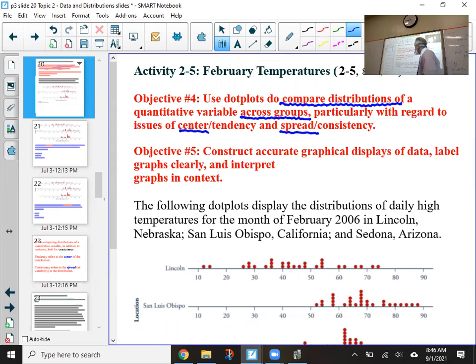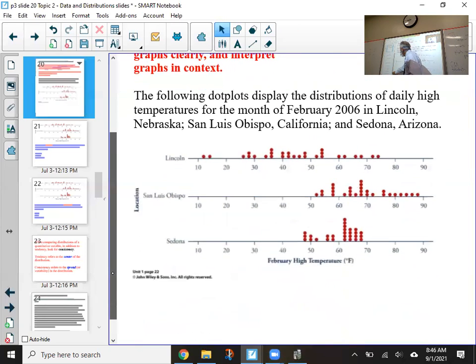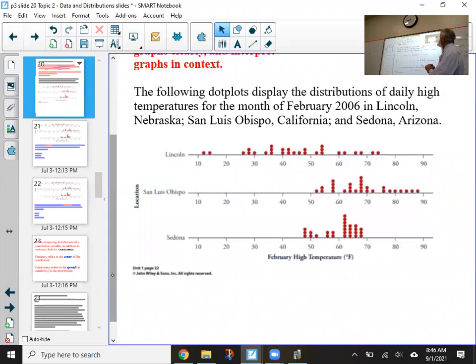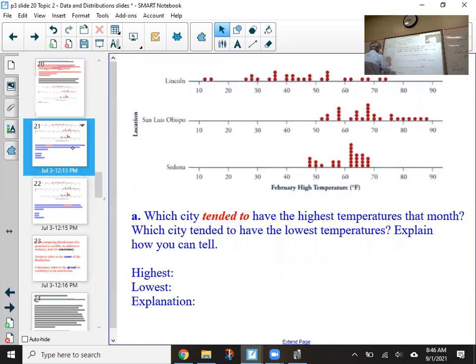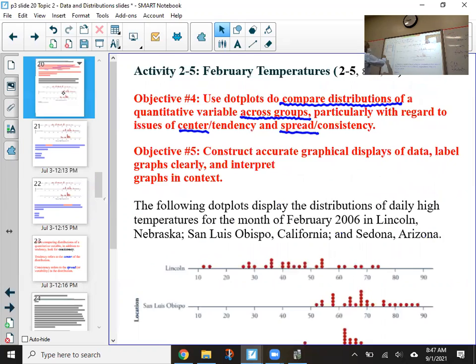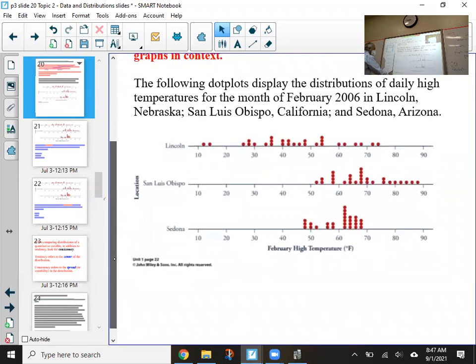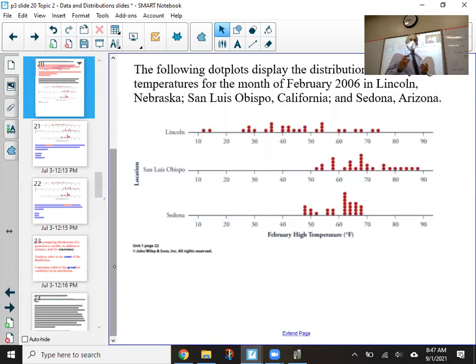So we have 3 dot plots here. They display the distributions of daily high temperatures for the month of February 2006 in 3 cities: Lincoln, Nebraska, San Luis Obispo, and Sedona, Arizona. So I might actually stop right here. I want to ask, what is the variable and what are the observational units?